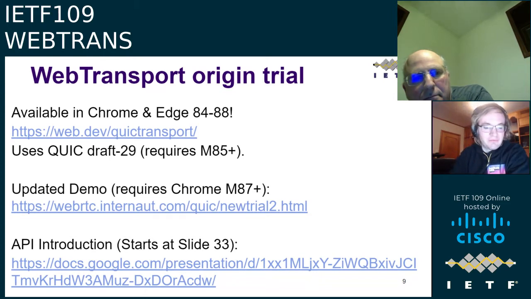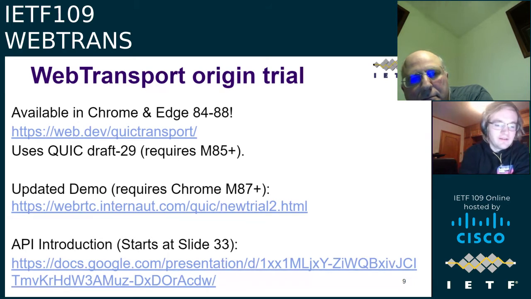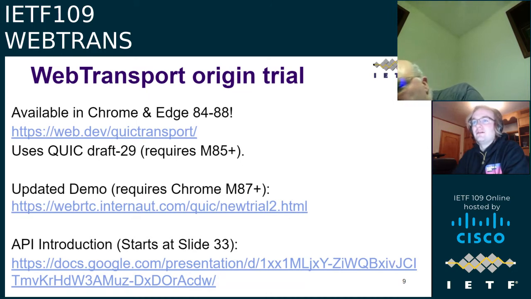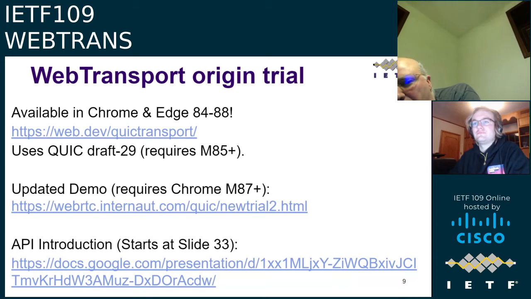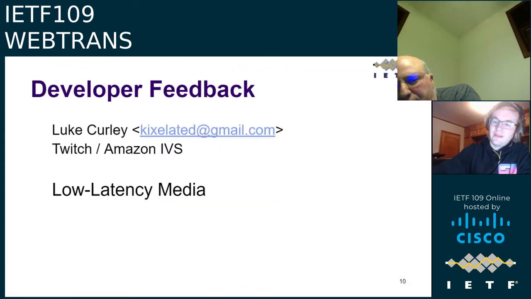We've been messing around with web transport quite a bit and have some things I want to talk about. To be clear for everybody, Luke's going to be giving feedback on the web transport origin trial. Here's some basic info about it. Basically, if you've got Chrome or Edge up to M88, like the Canary, you can play with it. If you're just working from the API draft, M87 or later is a good thing. And there's some various info on the web to get more experience with the API.